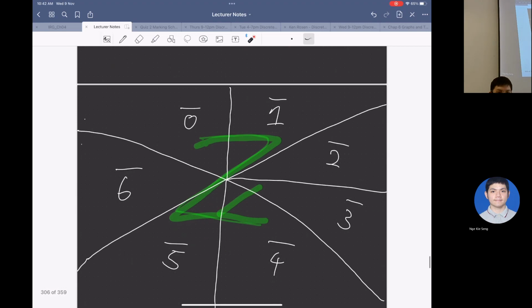Okay, equivalence relation. What do you mean by equal? You and yourself have to be equal first. If you are equal to another, the other must be equal to you. If you are equal to the next person, and the next person is equal to the next person, then you are equal to the final person.